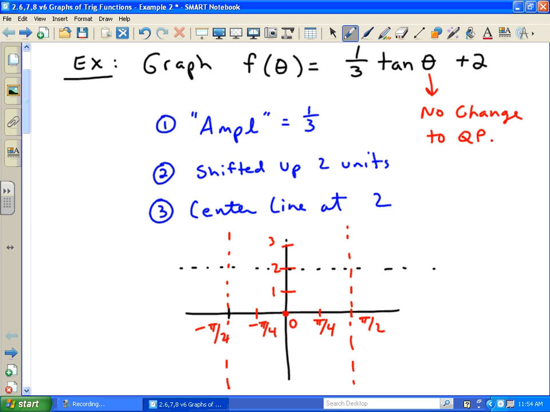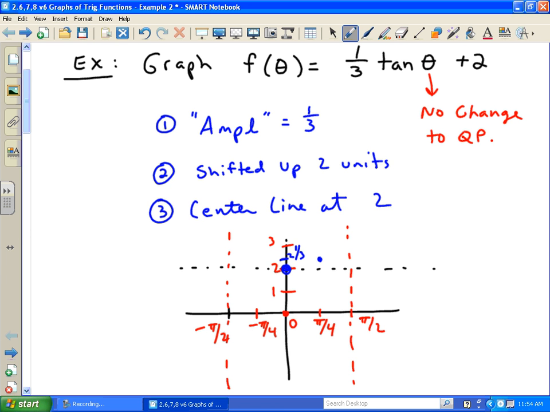Now, even though tangent doesn't have an amplitude, that 1/3 means that above my center line, a third of the way up, I will have a point, and a third of the way down, I will have a point above some of the specific quarter points. For the graph of tangent, I know I go through what would normally be the origin, but in this case it's been shifted up 2 units, so I would go through that particular point. The quarter point just to its right, I would go above that center line a third of a unit. So this is actually at 2 and 1/3.